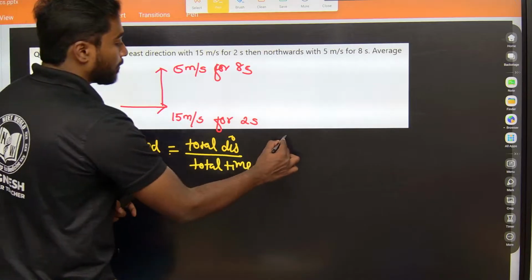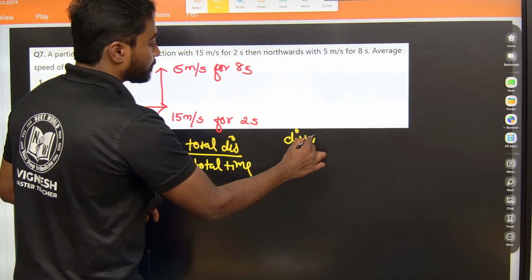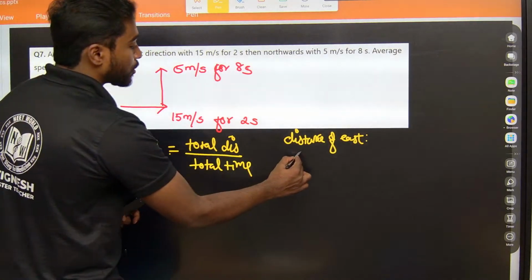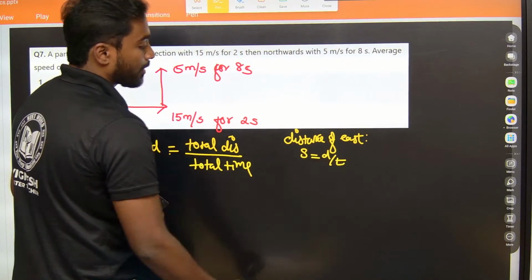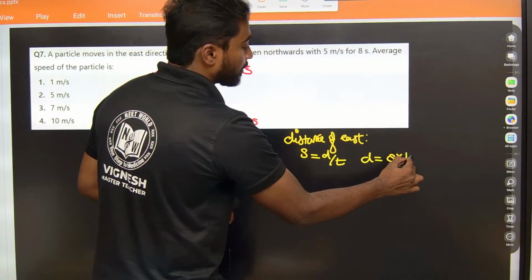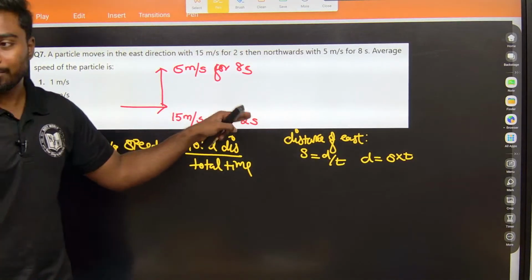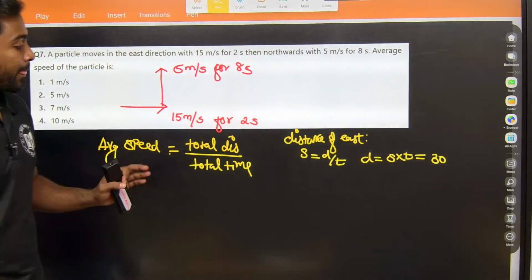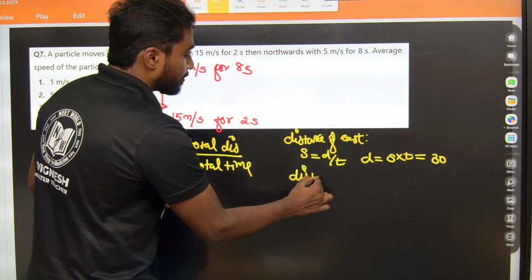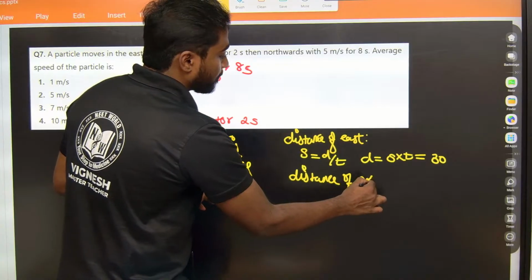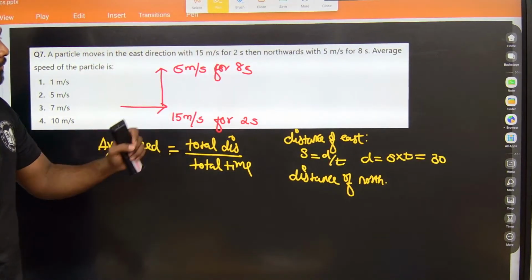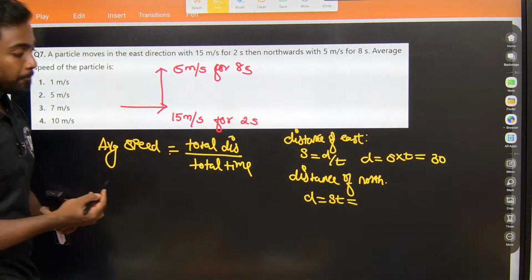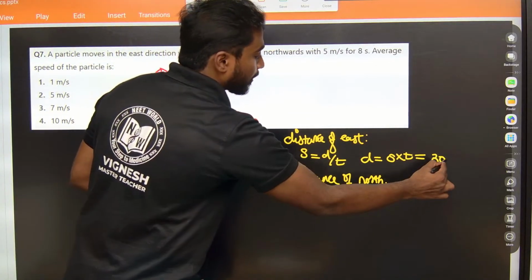So when I calculate distance of east, speed equals to distance by time, whereas distance will be equals to speed into time. Speed is 15 and time is given 2 seconds, which is nothing but 30. Similarly for distance of north, D is equals to S into T, where 5 into 8 is 40. So 40 meter, and this is 30 meter.